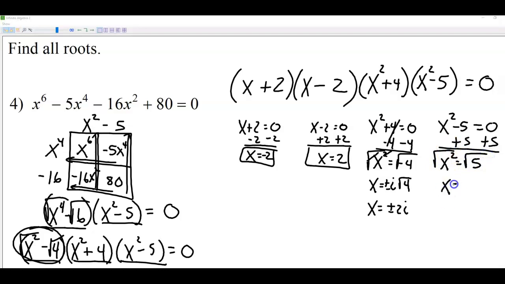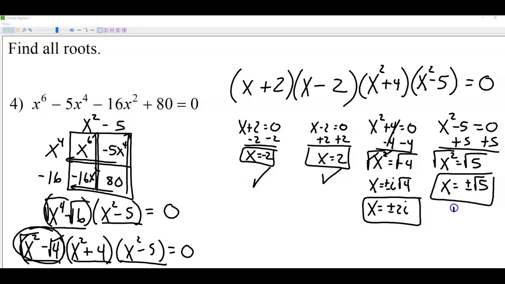Take a square root on both sides. Don't forget a plus and a minus. 5 doesn't have a nice square root, so we'll leave it like that. So this thing has 4 real roots. 1, 2, 3, 4. There's a positive and a negative square root of 5. These ones here are imaginary roots, but there are 4 real roots, which means this polynomial touches the x-axis 4 times.